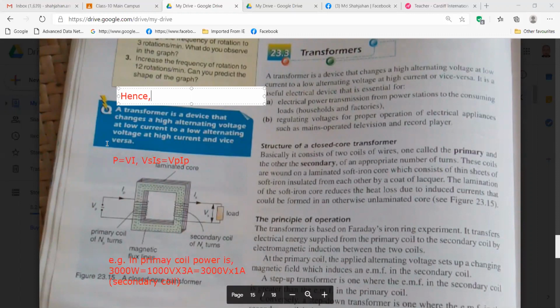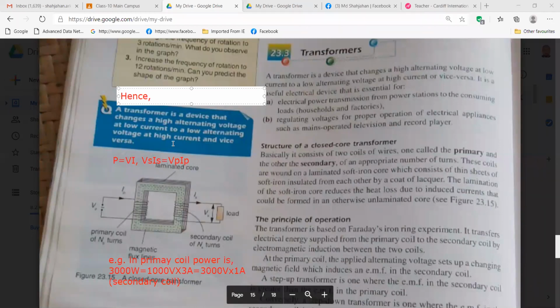Ziba, hello. Ziba is not there, she disconnected. So Adnan, Moshi and Azman, you understood this whole discussion, that how the transformer is working? Yes, sir.